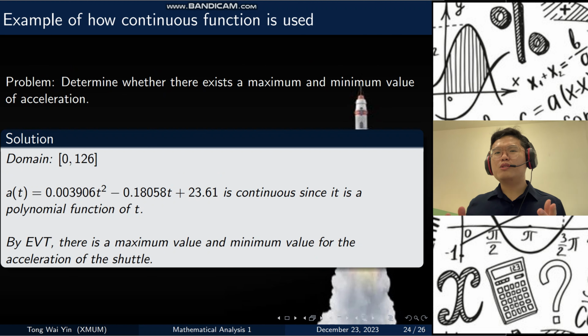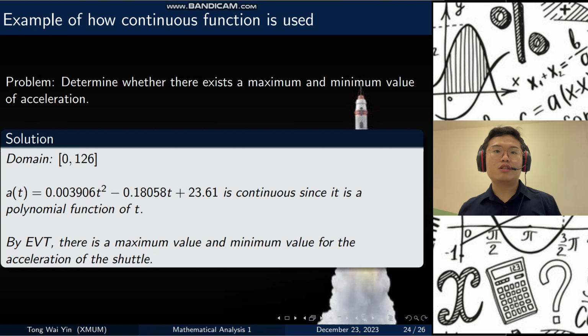From the information, we know that the shuttle lifted off at t equal to 0 seconds and the boosters were jettisoned at t equal to 126 seconds. So the time interval for the acceleration function should be the closed interval from 0 to 126. Thus, the domain of the acceleration function is a closed and bounded subset of the real numbers. Now, since the domain is closed and bounded, if we can determine that the acceleration function is continuous, we can easily apply the extreme value theorem to conclude that there exists a maximum and minimum acceleration value. Obviously, the acceleration function is continuous since it is a polynomial function of t.